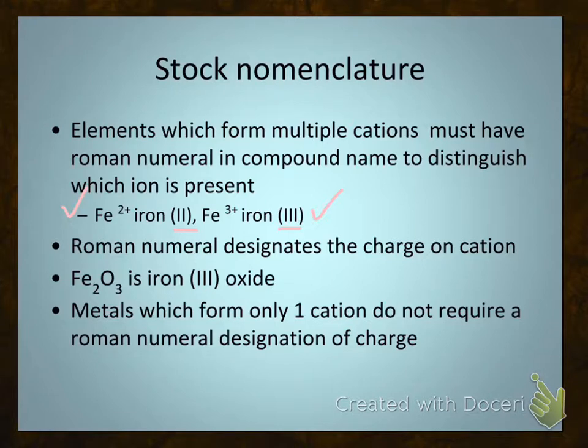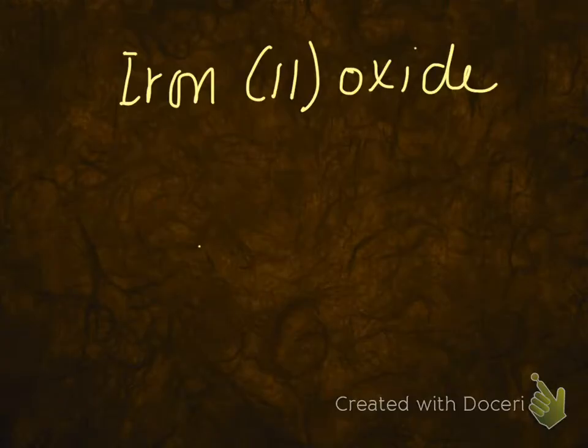When we have a compound made with a transition element, when we name the compound, we have to specify which ion we're looking at. There are a few metals that don't form more than one cation, and they don't need a Roman numeral to designate them. Silver's one that comes to mind. It always forms a +1. There are some others that we'll talk about as we come to them. So we'll start off with formula writing, and we'll start practicing with iron 2 oxide.